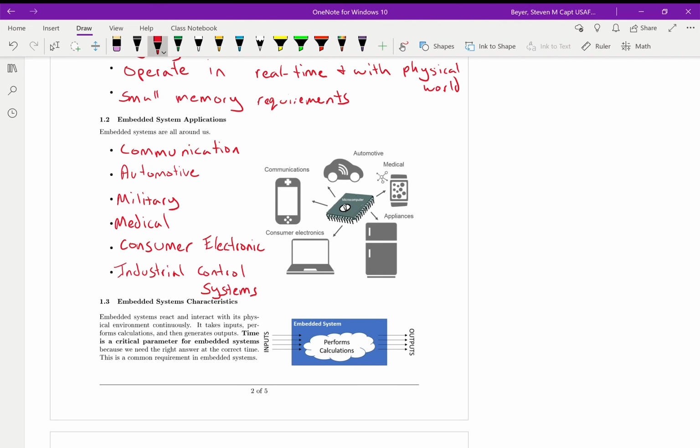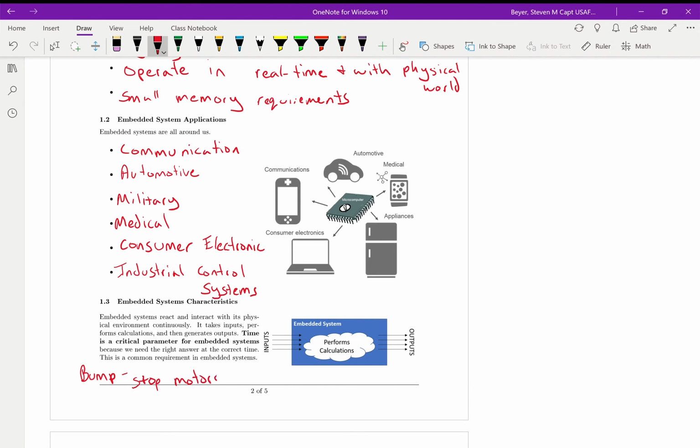And I've said it a number of times, physical environment. Embedded systems react and interact continuously with our physical world. Inputs come in, we perform some calculation, and then our output is some kind of result. On our robot, we have our bump sensors. We hit a bump, that's going to send a signal to the MSP432, our computer. We're going to do some kind of logic and say, hey, we see this bump. We need to stop the motors.